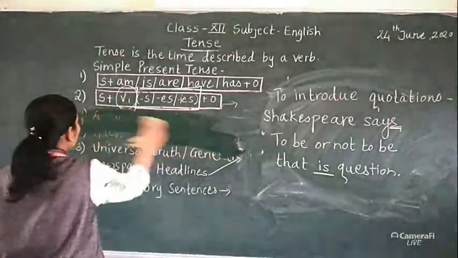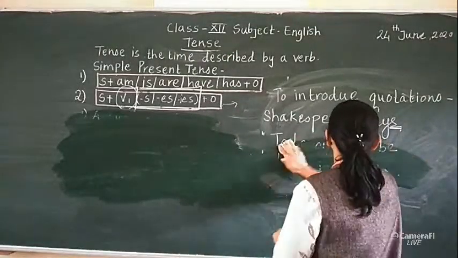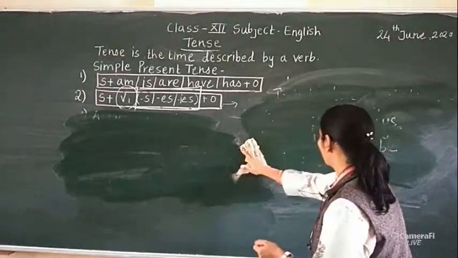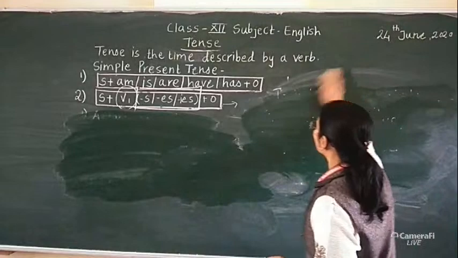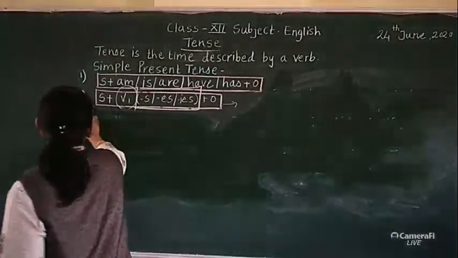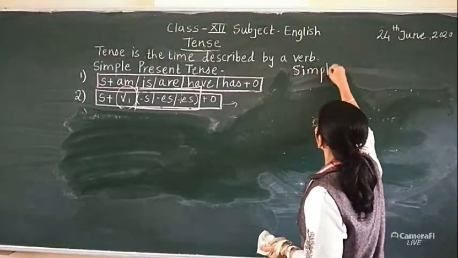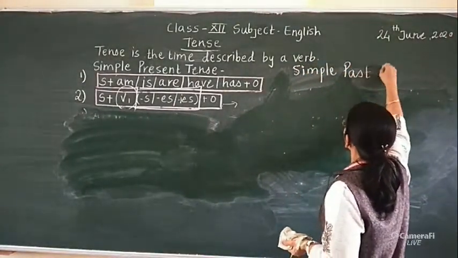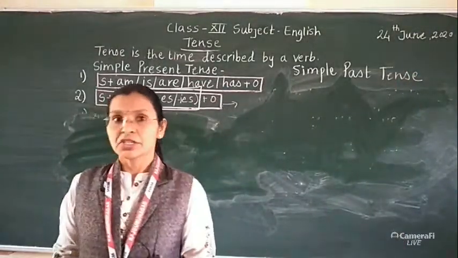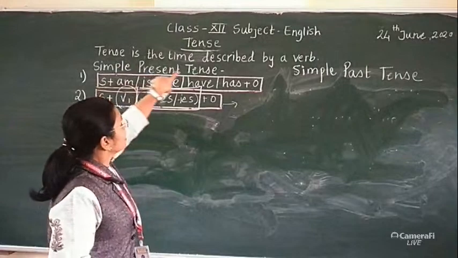Okay, now the second point. What is your second point? Your second point is simple past tense. Here we cleared the simple present tense. Now your second one is, here I write, simple past tense. Okay, so pay attention here. What is here? Simple past tense.